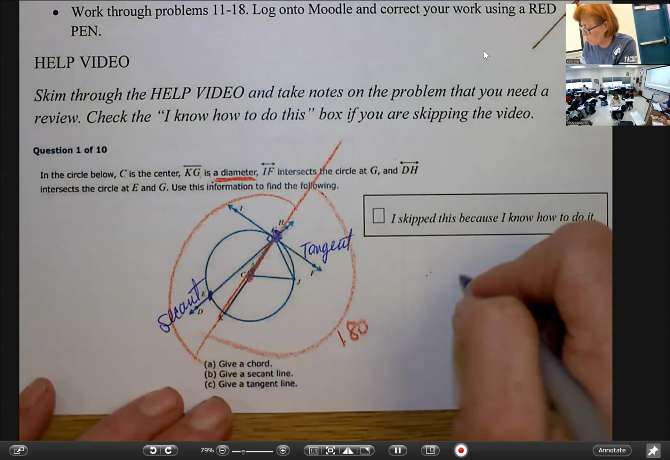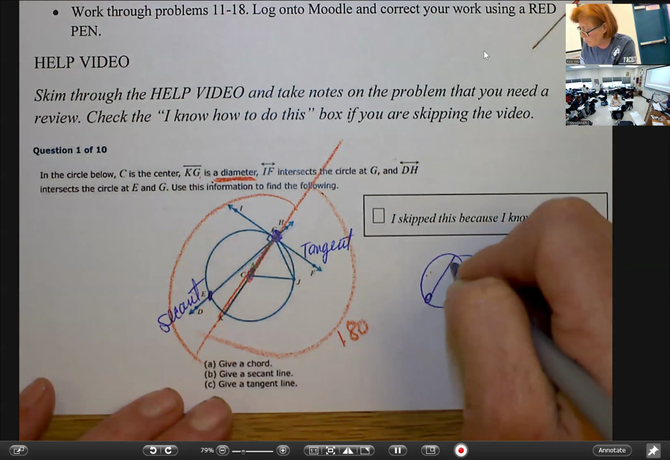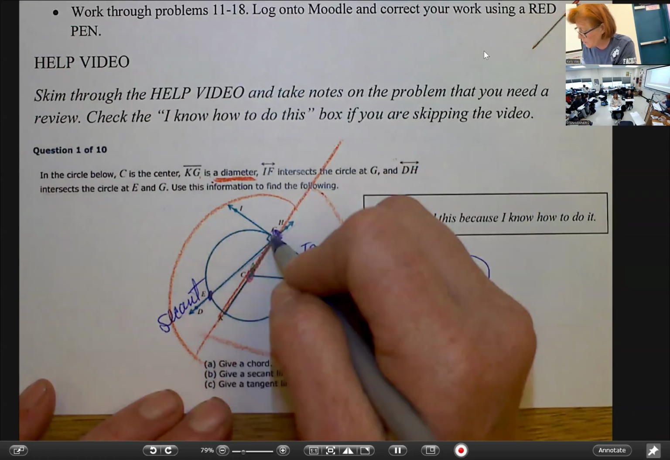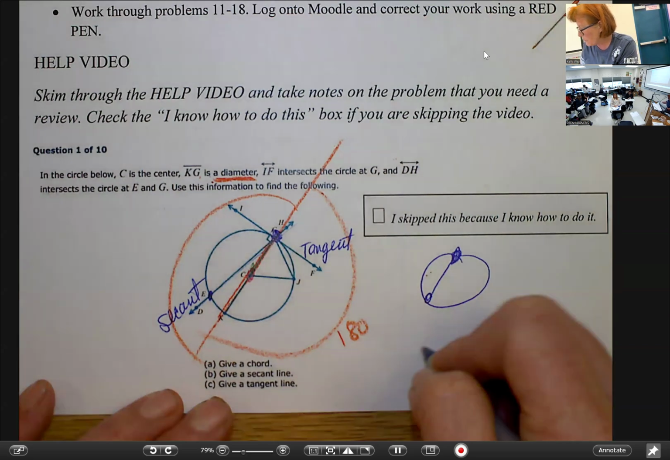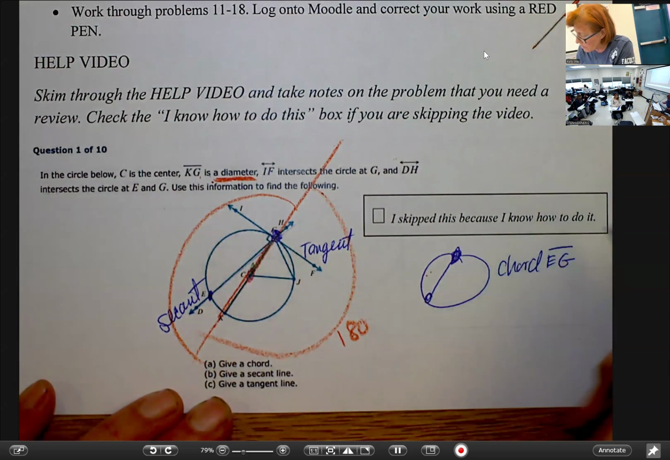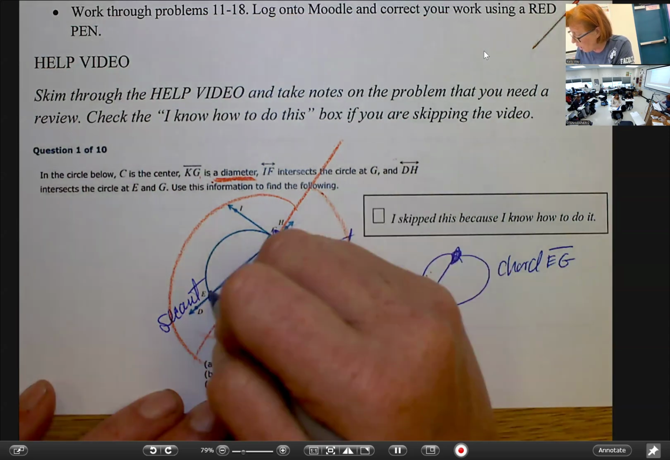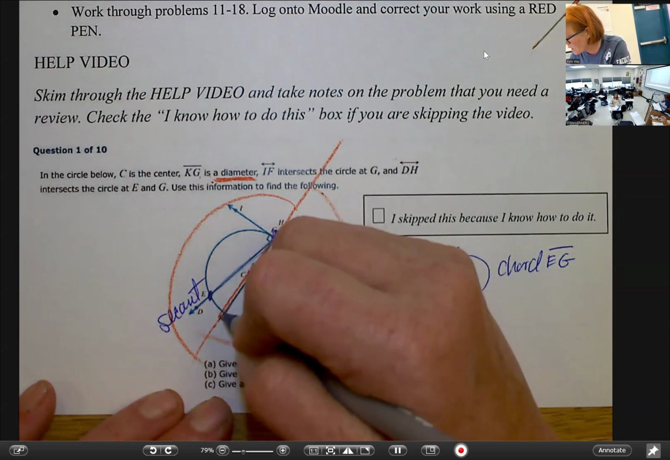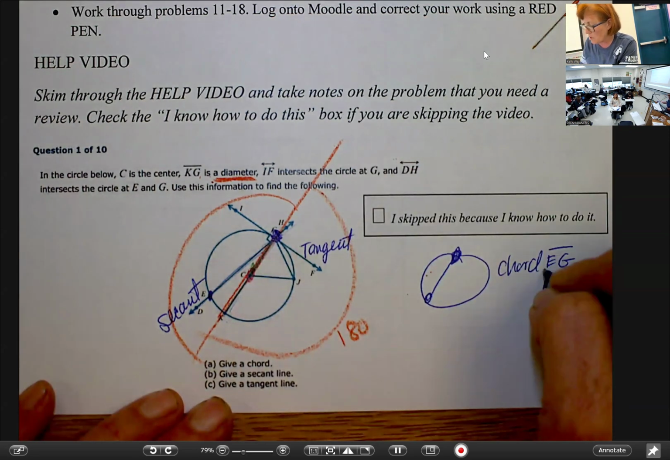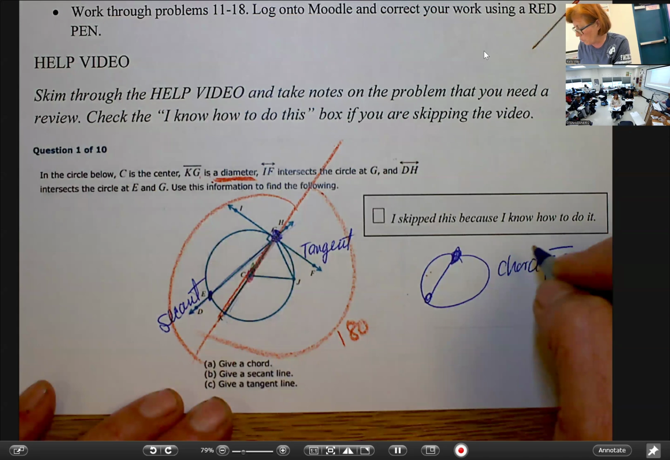A chord is a segment whose endpoints are on the circle. So E to G would be a chord, from here to here. Also a chord would be K to G. K to G, that's a chord. Chord: endpoint on the circle.